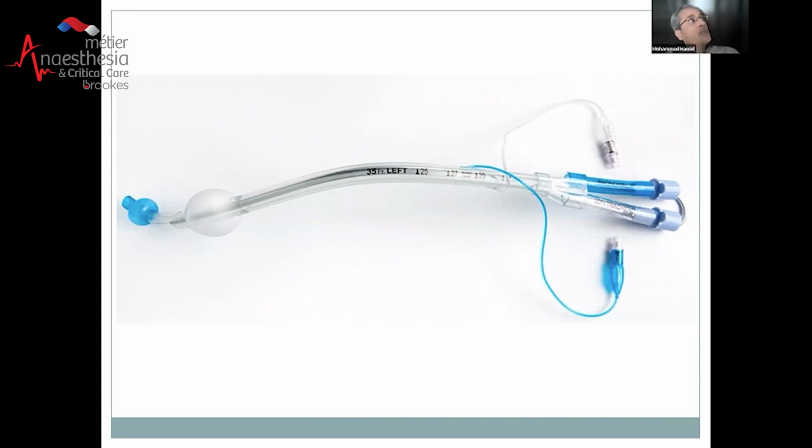If you look at the double lumen tube, it has two curves. This is one curve and the other one is this one, and then two balloons. The distal balloon is usually blue in color, while the proximal balloon is transparent, and two pilot balloons, and also two tubes. The bronchial one is usually blue in color, while the tracheal lumen is usually transparent.